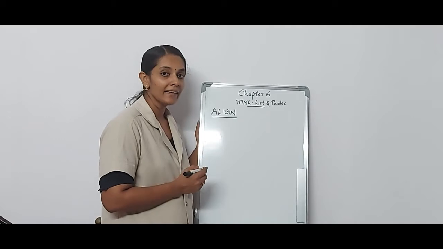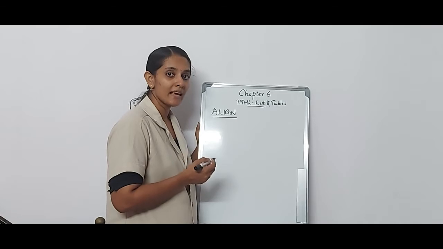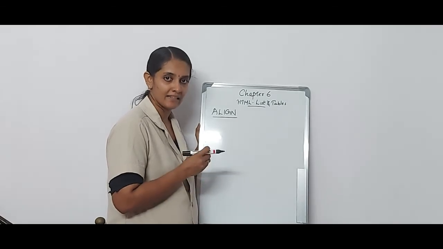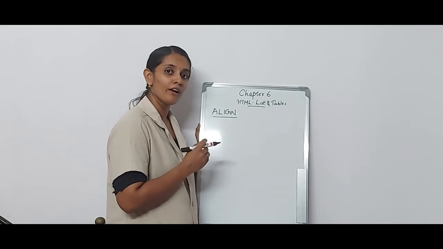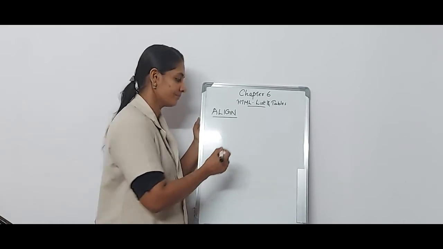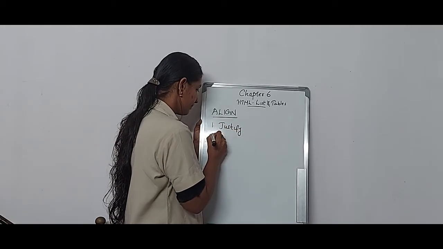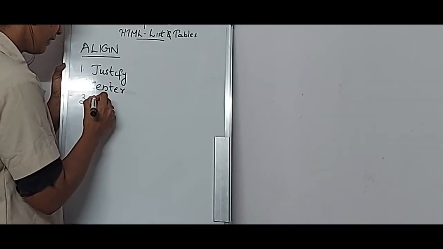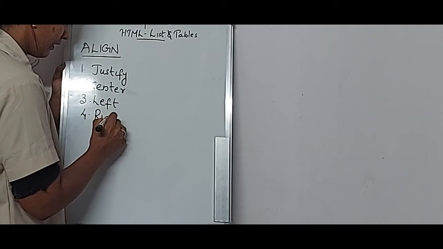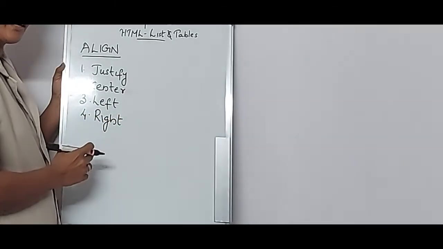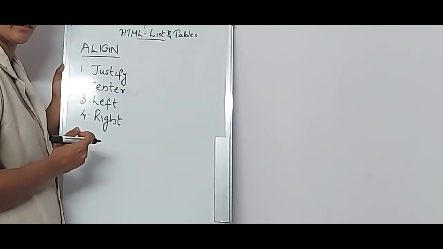First one is align attribute. This align attribute is used to set display position of the text in a cell horizontally. It can take the following 4 types of values. First one, justify. Second one, center. Third one, left. Fourth one, right. These are the 4 values that we can give for this align attribute.